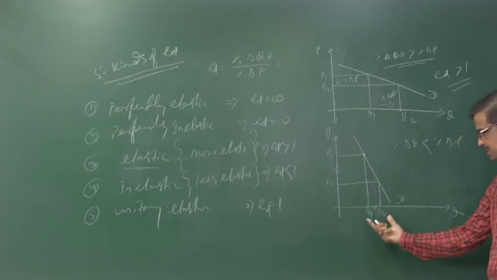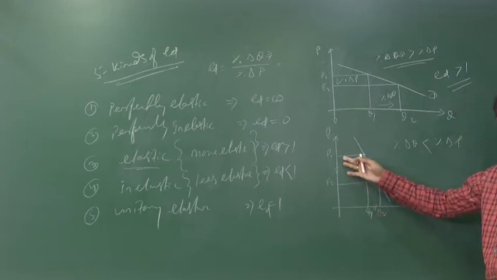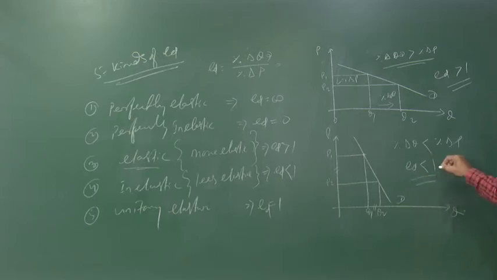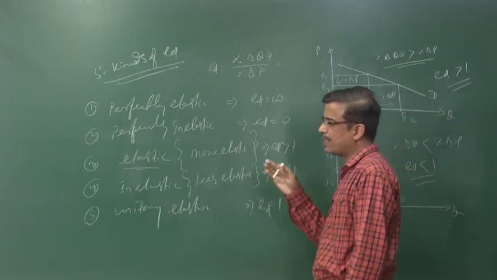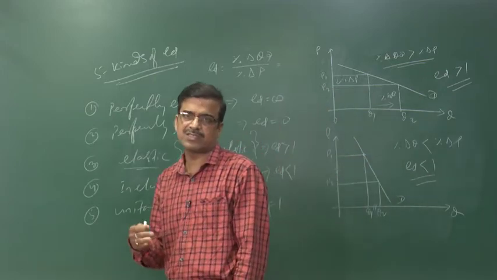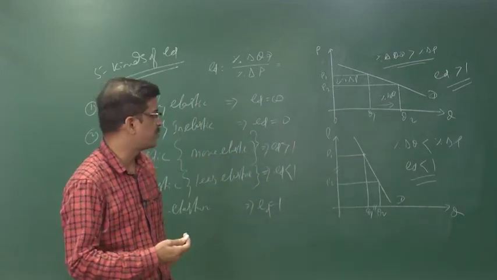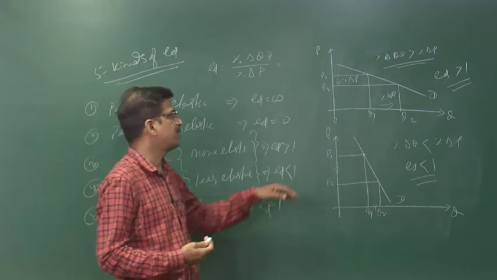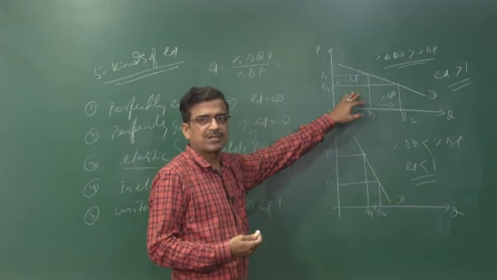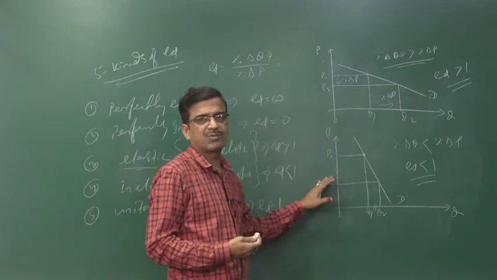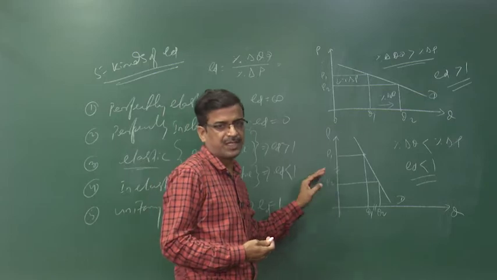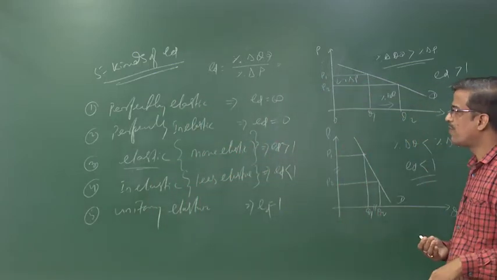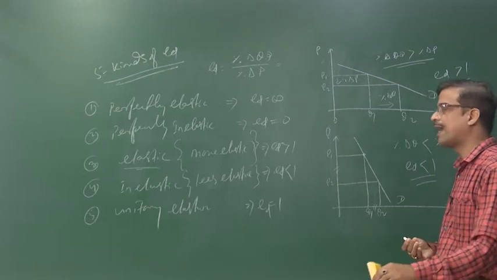When percentage change in quantity demanded is less than percentage change in price, then we say elastic demand is less than 1. So in case of elastic, elastic demand is greater than 1, in case of less elastic, elastic demand is less than 1. Here the demand curve is a flatter demand curve, in this case the demand curve is a steeper demand curve. Okay? So we complete the first 4 concepts: perfectly elastic, perfectly inelastic, elastic and inelastic.